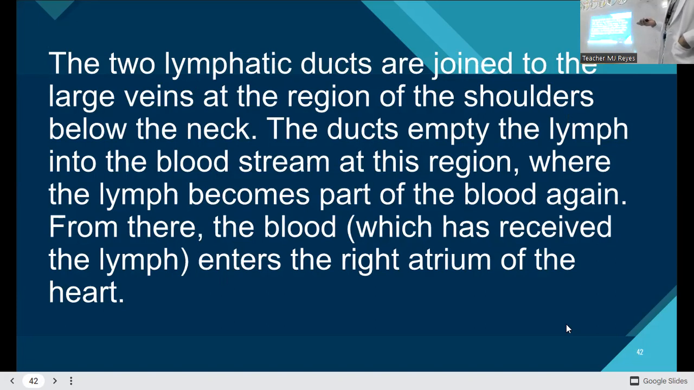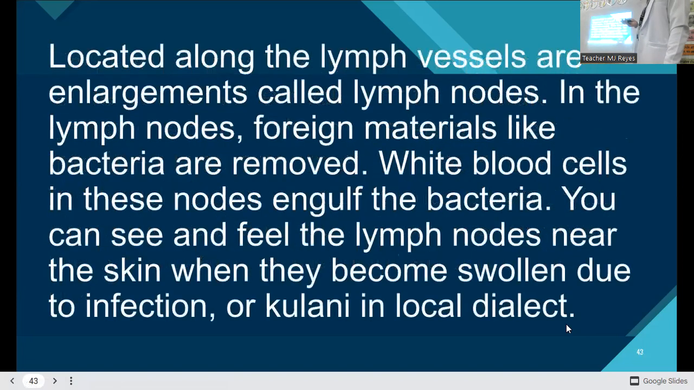From there, blood, which has received the lymph, enters the right atrium of the heart because it now contains waste material. Located along the lymph vessels are enlargements called the lymph nodes. In the lymph nodes, foreign materials like bacteria are removed, because that is how we fight against bacteria or foreign bodies. White blood cells in these nodes engulf bacteria. When you say engulf, it surrounds or eats. You can see and feel lymph nodes near the skin where they become swollen due to infection, again because it is fighting against the foreign body or bacteria.